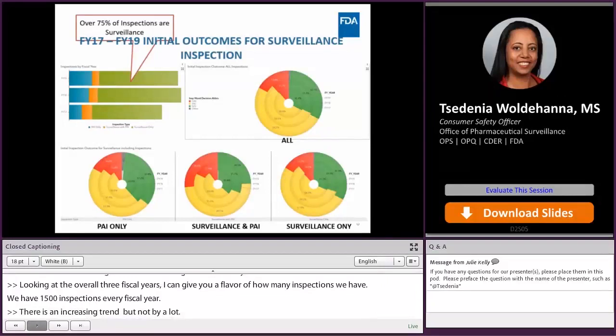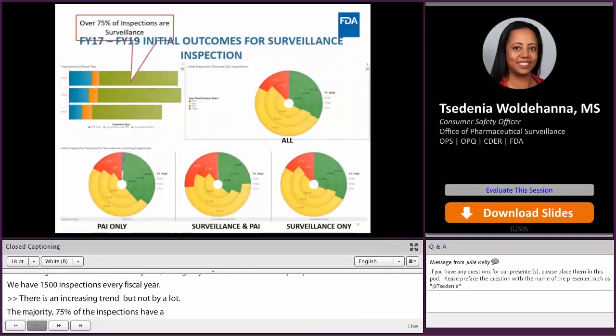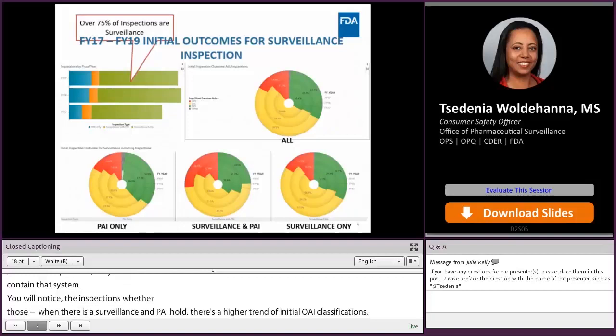So a lot of the inspections that you're going to see at your site will contain that system-based inspection. You also notice that there is an increasing trend of initial OAI recommendations coming out, and that when there's both a surveillance and a PAI code associated with the inspection, there is a higher trend of initial OAI classifications. And again, I'll emphasize that these are initial classifications, and after further review, those may end up being reclassified.